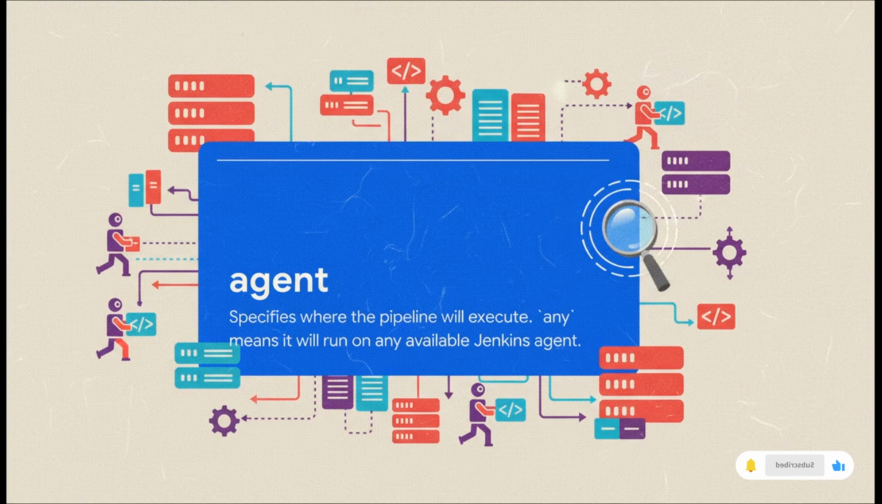And that's where the agent directive comes in. This tells Jenkins what machine or agent to use to run the job. For now, agent any is the perfect way to start. It just means, hey Jenkins, I don't really care where you run this, just find any available machine and get it done. Simple as that.